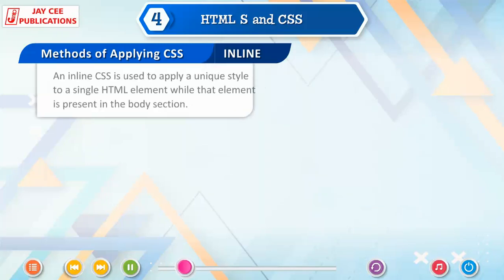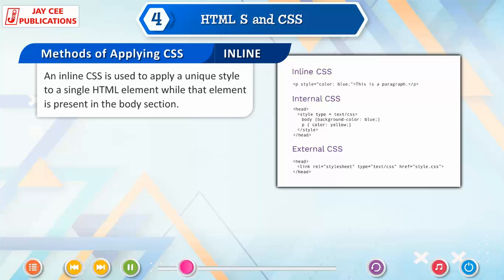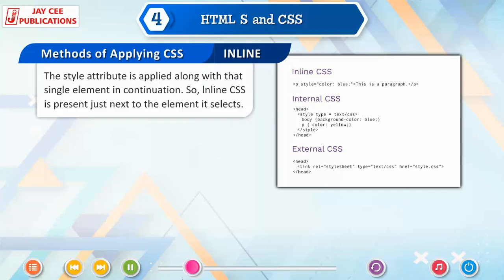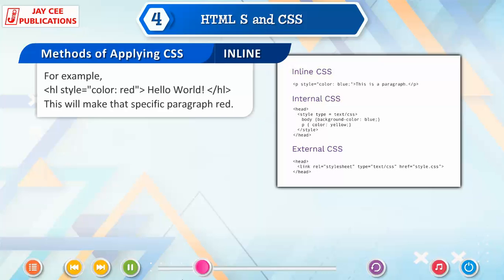Inline. An inline CSS is used to apply a unique style to a single HTML element while that element is present in the body section. The style attribute is applied along with that single element in continuation. So, inline CSS is present just next to the element it selects. For example, <h1 style="color:red">Hello World</h1>. This will make that specific heading red.